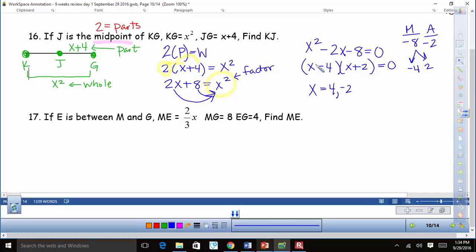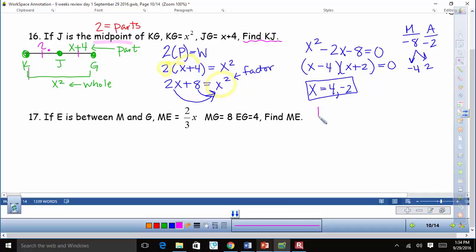Now, are we finished with our problem? Why not? Okay, they ask us for KJ. Now, they ask us for this piece, but we're not given it. How are we supposed to find it if they didn't give me a piece? Okay, why? Okay, so we know that KJ and JG are equal because if this is the midpoint, it's split into 2 equal parts.